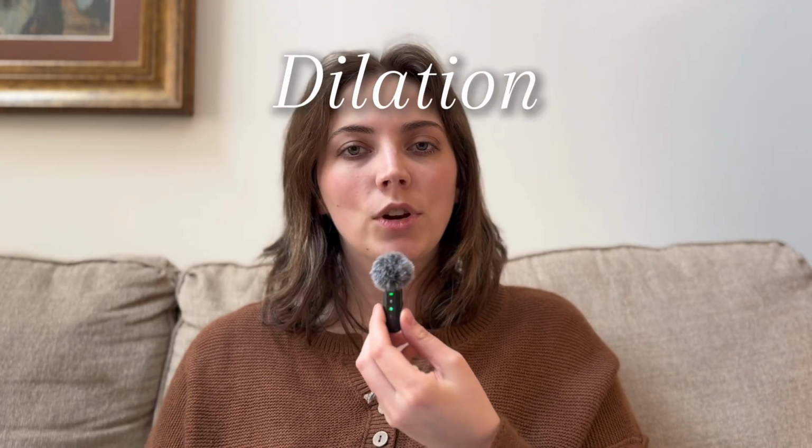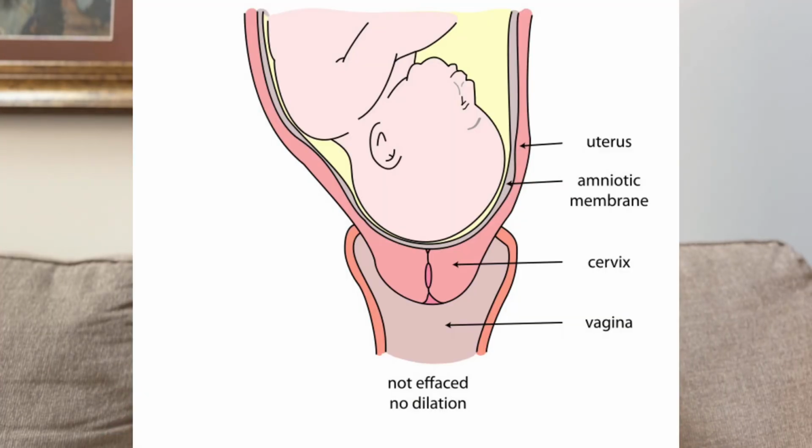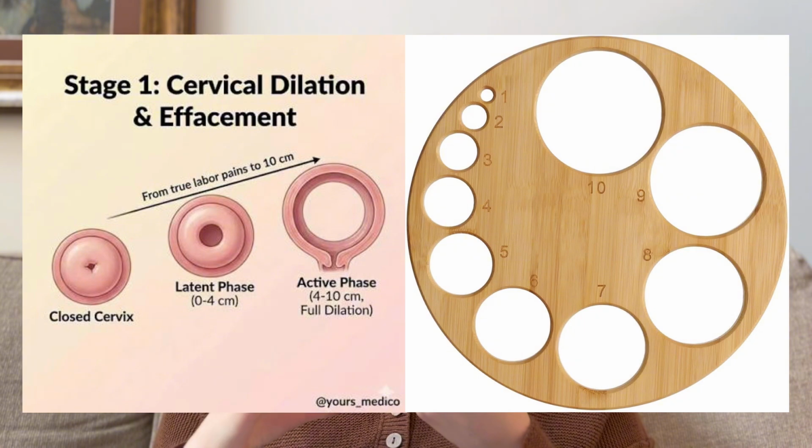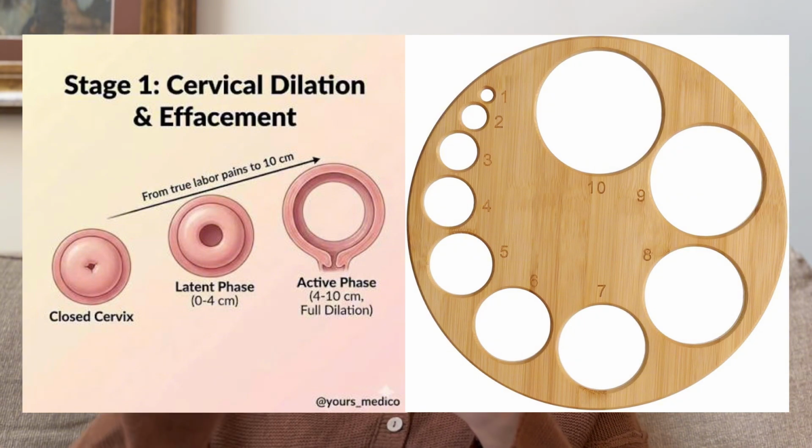Dilation, that's the next one you're going to hear a lot. You have an opening called your cervix, and this stays closed during pregnancy. During labor, you go from 0 to 10 centimeters, which is about 4 inches, a little less than 4 inches. So it sounds like a lot, but when you think of it in inches, maybe that makes it feel better to you.